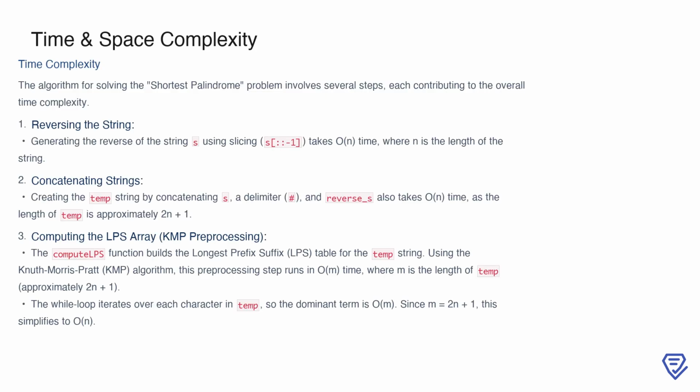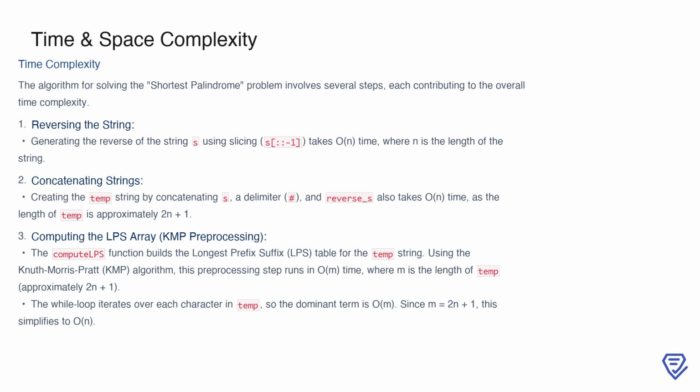In analyzing the time complexity of the algorithm for solving the shortest palindrome problem, we start by breaking it down into its major steps. First, we reverse the string s using slicing, which is an O(n) operation because it processes each character of the string individually. Next, we concatenate three components, the original string s, a delimiter hashtag, and the reverse string reverse_s, to create a temporary string temp. Since the length of temp is approximately 2n plus 1, this step also takes O(n) time.